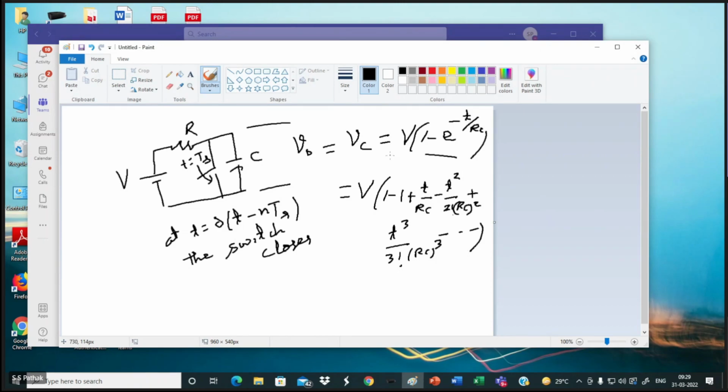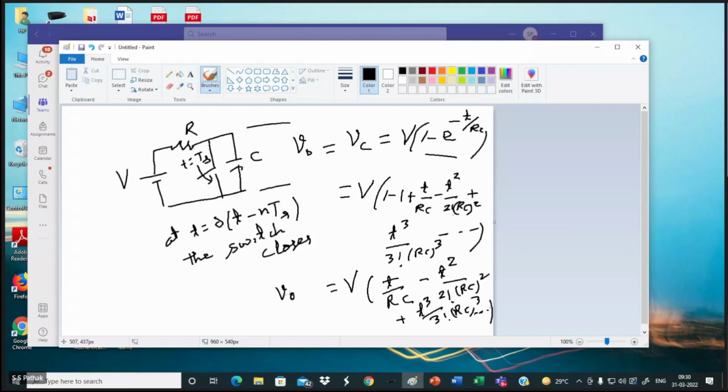So what do you get? This 1 and 1 get cancelled. So I'm getting here V into T by RC minus T square by factorial 2 RC square plus T cube by factorial 3 RC cube and so on. Okay, so this is my V naught.